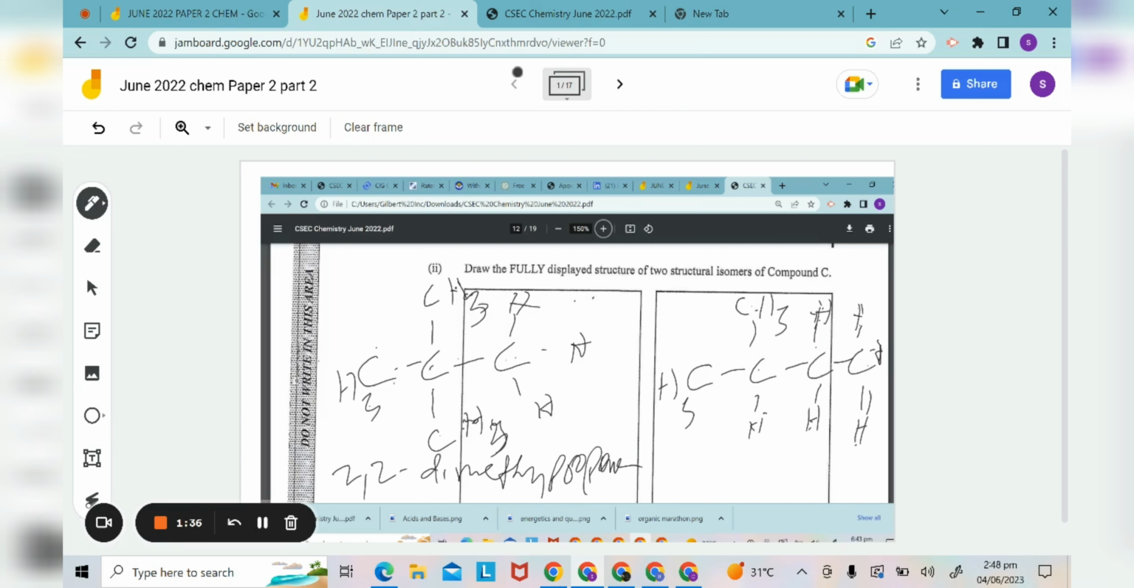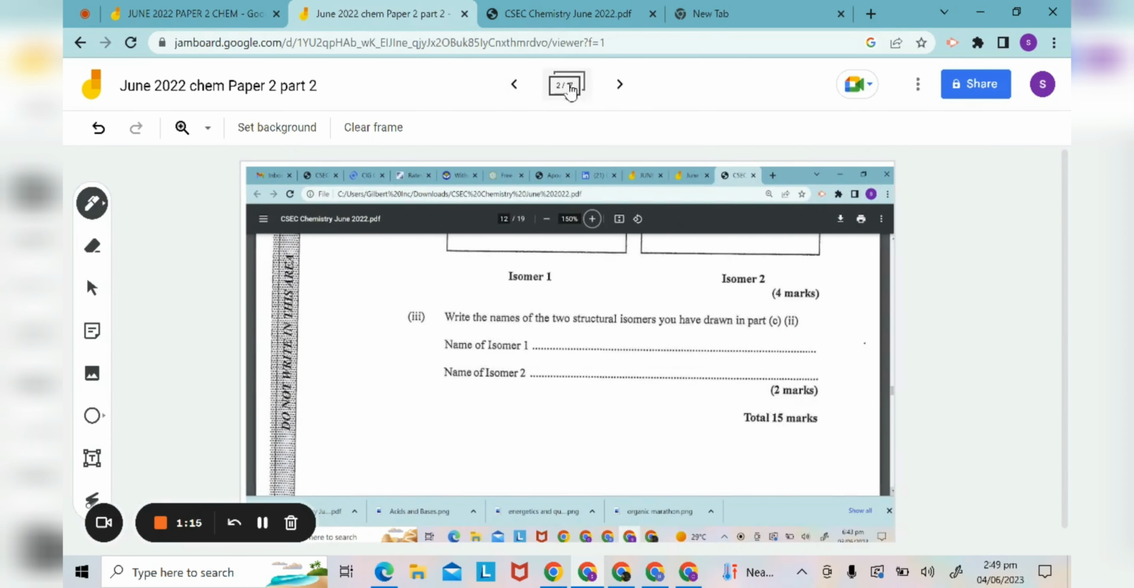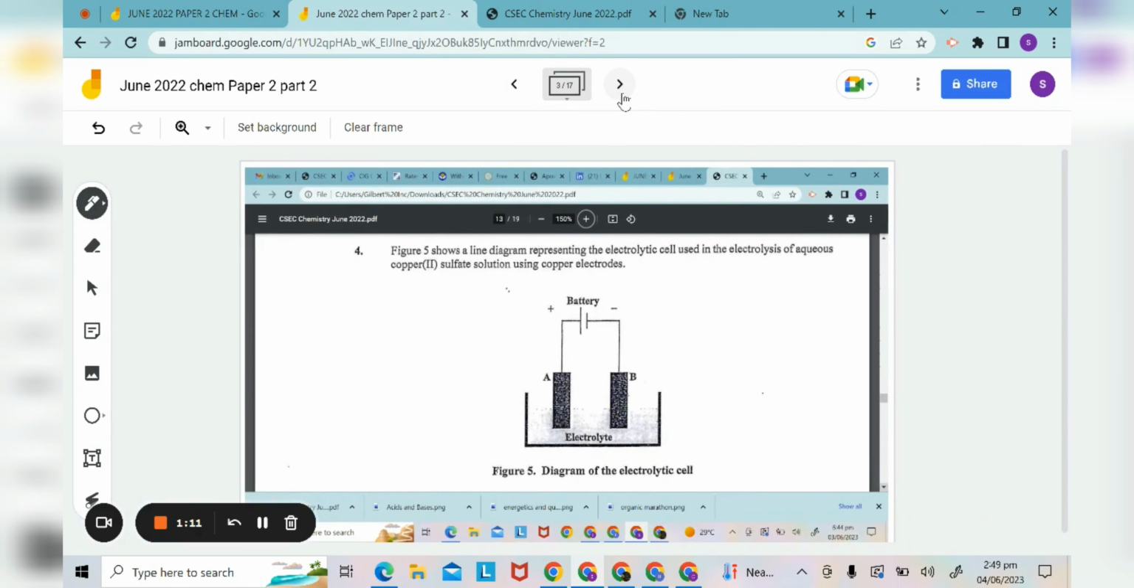This species over here now, 4 carbons in the longest carbon chain, 1, 2, 3, 4, and there's a methyl group on the second carbon. So this is 2-methyl butane. There you go. And you collect those marks and you press along. All right. So those are the names of the two species, which you'd write on that line, of course.